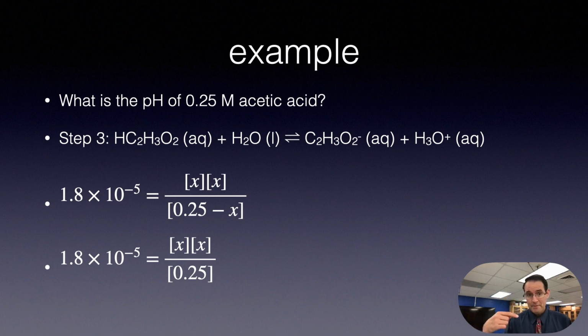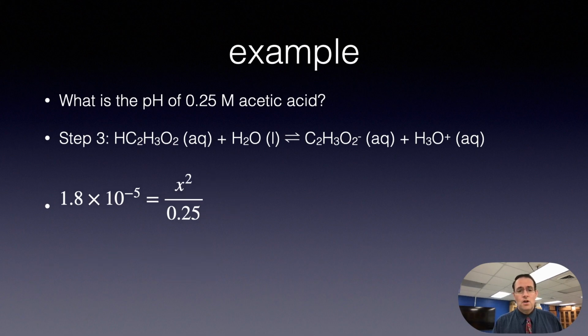So in the denominator, the bottom part of this fraction, 0.25 minus x, we just write 0.25. And this helps us avoid using the quadratic formula. Okay, this simplification will always be valid in my class. Check at the end to verify that it does not introduce too much error, okay?